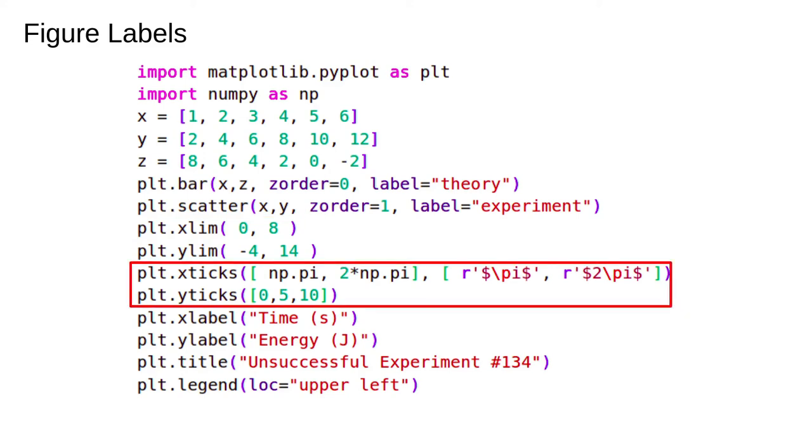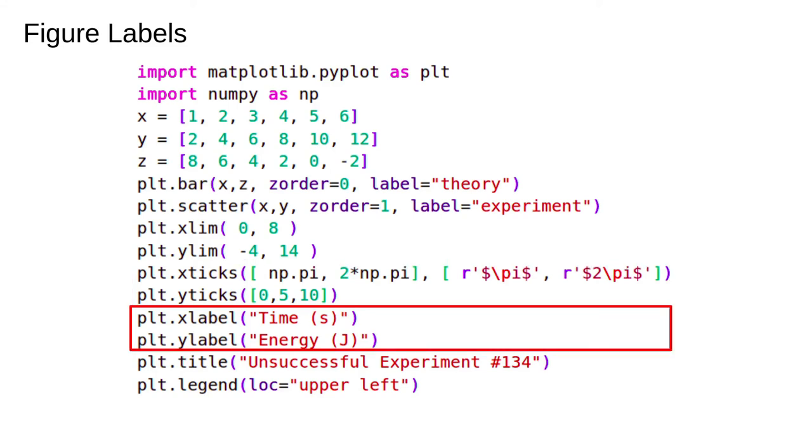Here, we define the x and the y ticks, that is, the numbers written on the x and the y axes. Note that for the x ticks, we have given the positions in the first list and the labels at those positions in the second list. If you've never seen this weird dollar notation before, it's LaTeX, a way to encode mathematical formulas which Matplotlib can understand and render for us.